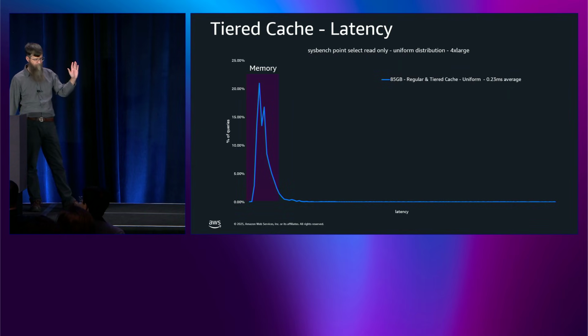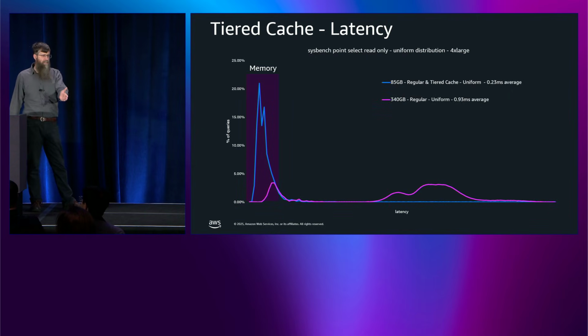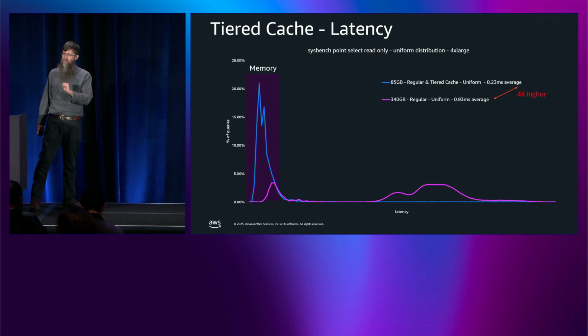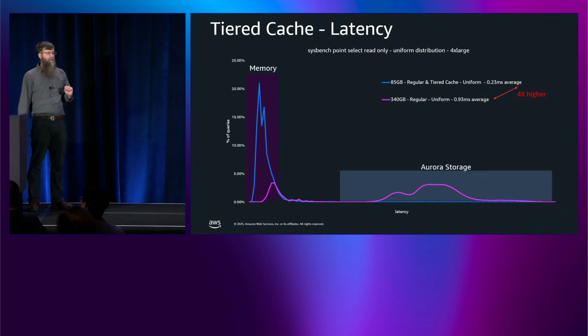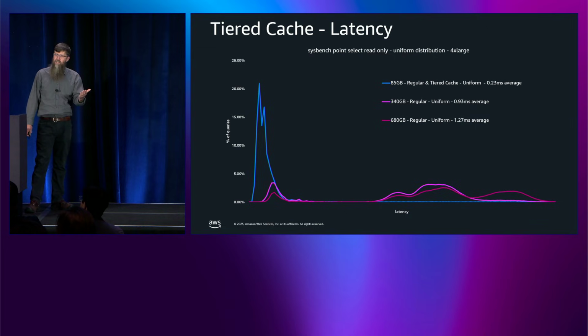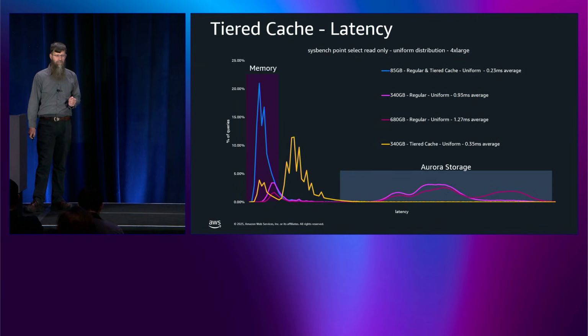Latency is good. Now we do a much bigger test, 340 gigs, that does not fit inside a 4x large memory. And so we can see a spike over on the right-hand side where we're reading from Aurora storage. That's 4 times higher latency. So then we're going to increase the size of that test again, and we can see the same kind of pattern, right? We're reading from Aurora storage, and the latency has gone up about 5.5 versus the baseline.